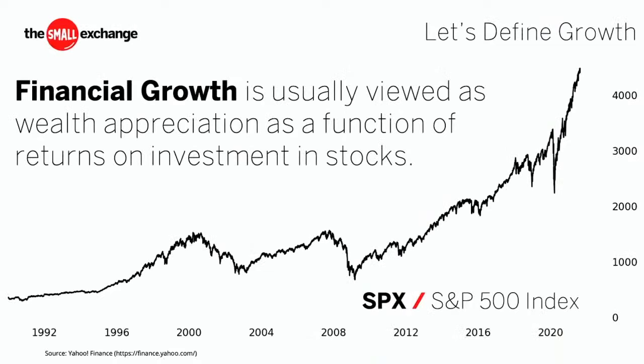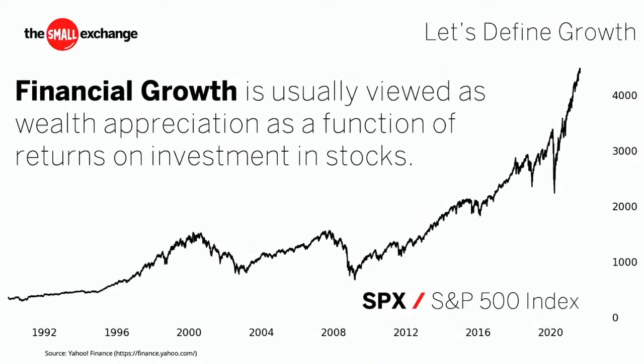First of all, let's define financial growth. Get a little bit deeper here in today's conversation. Usually viewed as wealth appreciation as a function of returns on investment in stocks. Here is the S&P 500 from 1990 until now. You can see it's a lot higher than it was back then, actually looking a little like the Bitcoin chart of the last 10 years here.